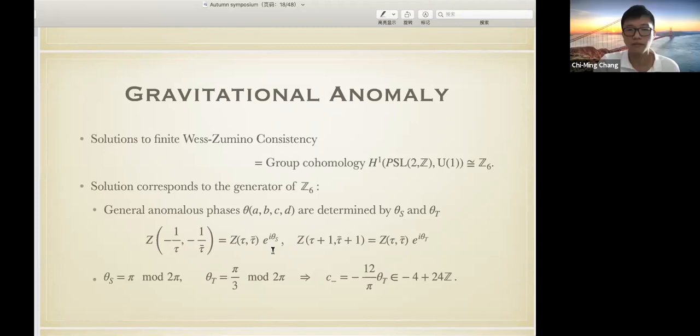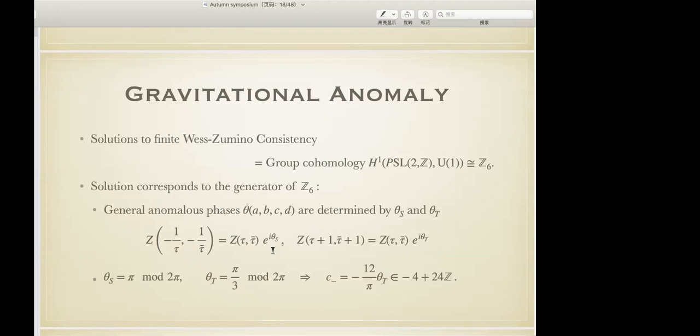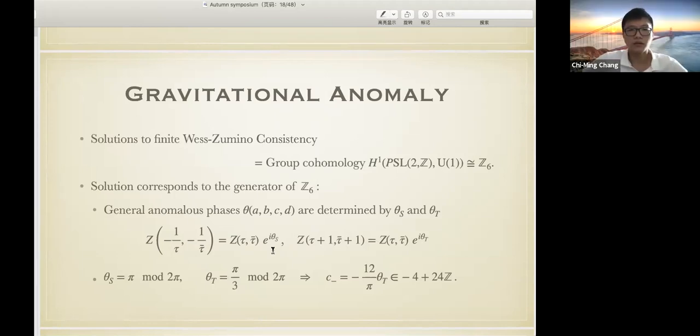Right, that's right. And this modular invariance is actually part of the conformal symmetry. So I would say it's part of the diffeomorphism. So SL(2,Z) is actually a combination of diffeomorphism and Weyl transformation. And so here I actually assume that under that particular Weyl transformation there is no anomaly for the theory.